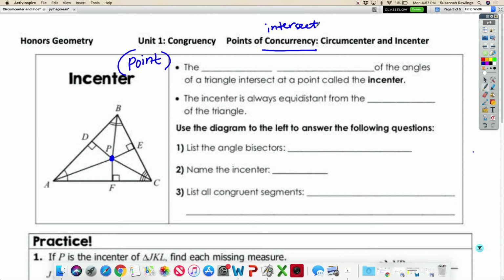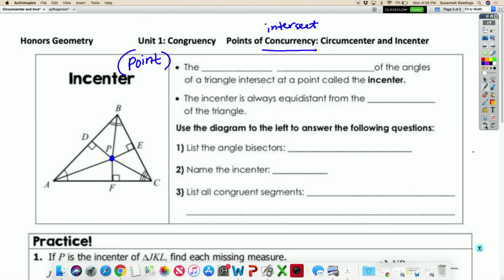Okay, we get the name incenter because it is the center of the inscribed circle. Okay, remember circumscribed goes around. Inscribed is going to be inside. So it's actually the center of that circle. That's where the name comes from, but you don't actually have to remember that.